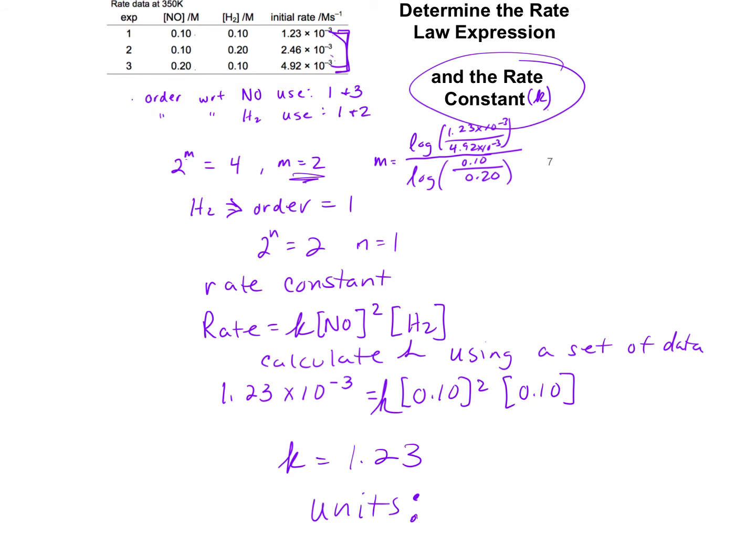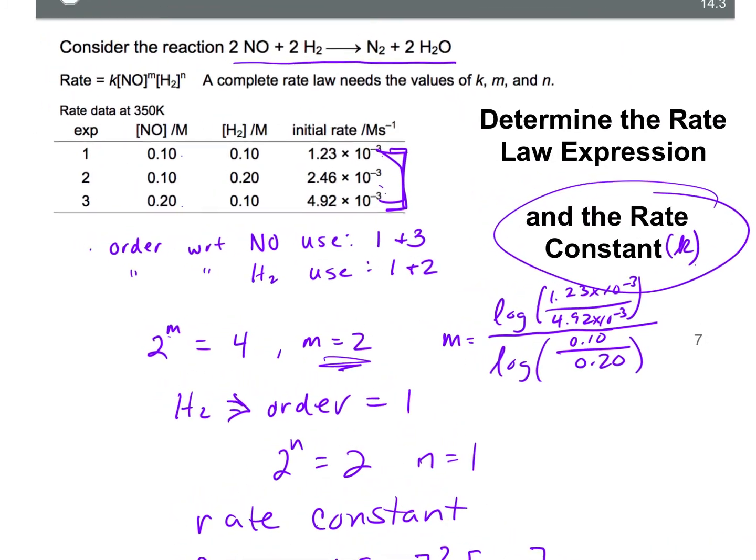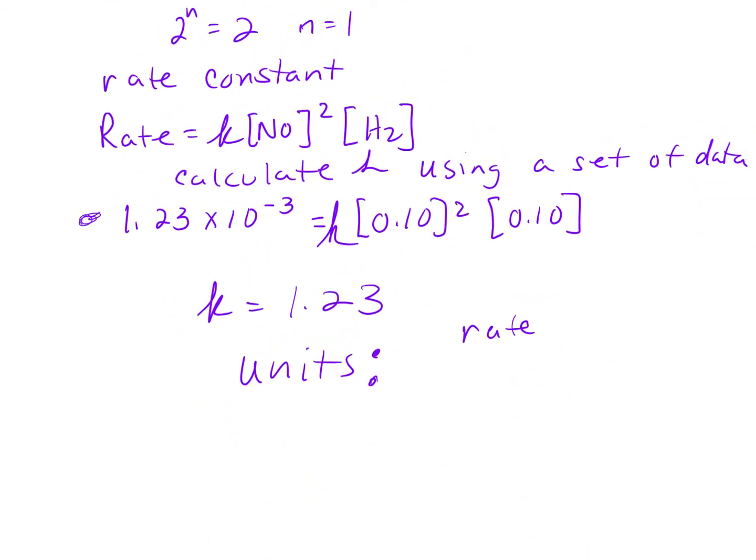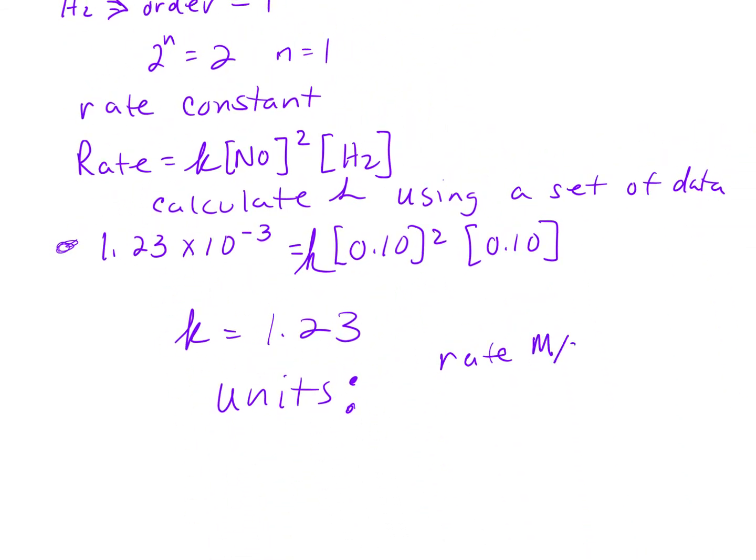Units are less fun in this section of material, and it's because we've got different orders with respect to reactants. So for instance, when we solved for k, I'm going to rearrange this rate expression. We're going to have rate, which is given according to our table in moles per liter per second.